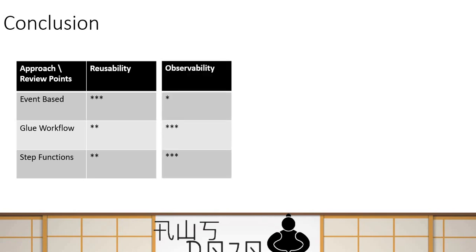From an observability point of view, for event-based, I'm giving you 1 star. And the reason is that you can build observability, but you have to do a lot of work to build it. You have to really, because I'm not saying that I'm interested to know whether this Glue job ran or that crawler ran or not.